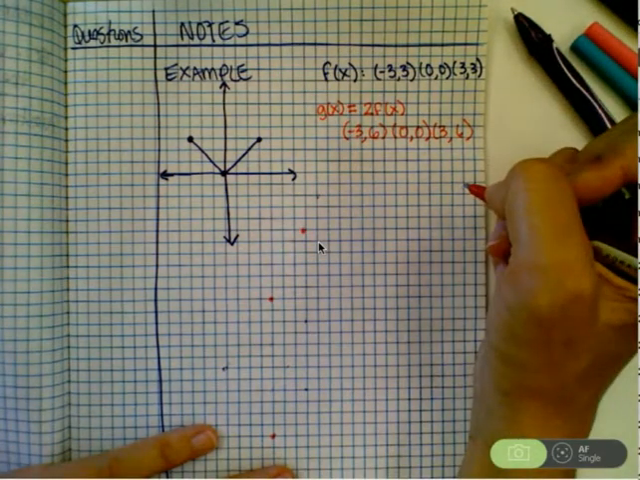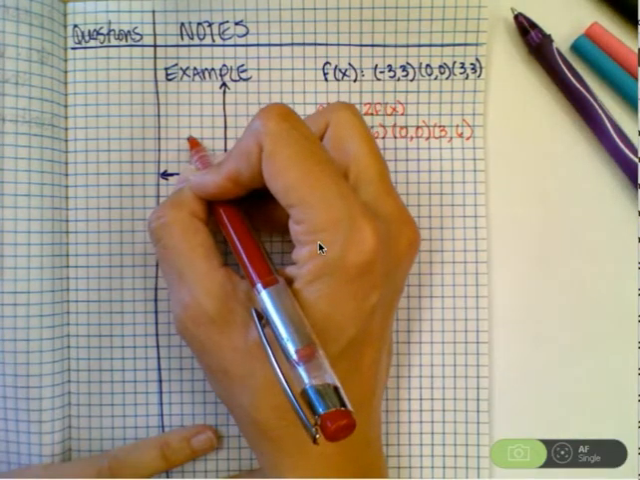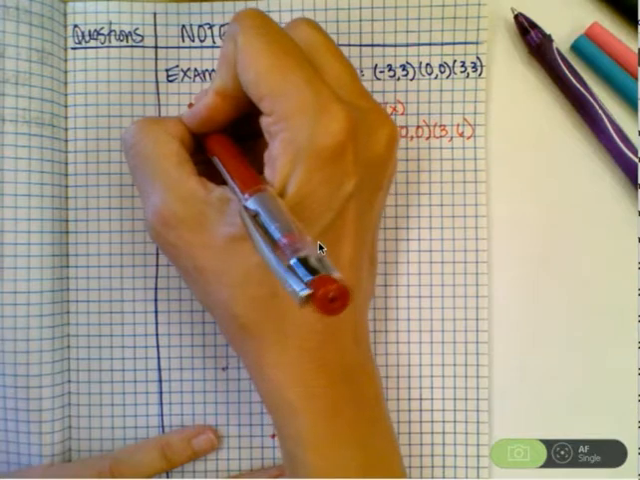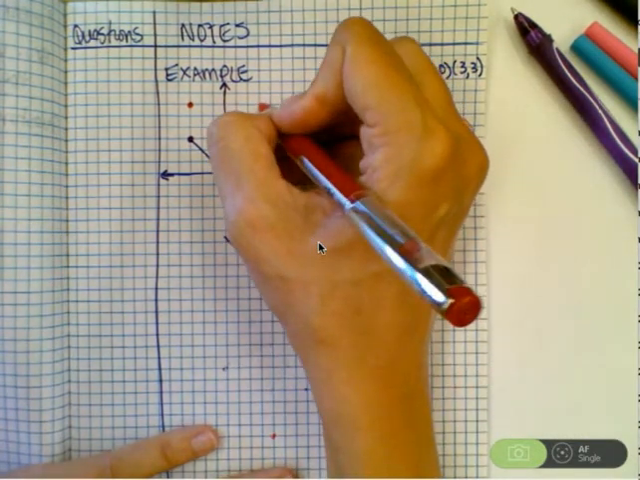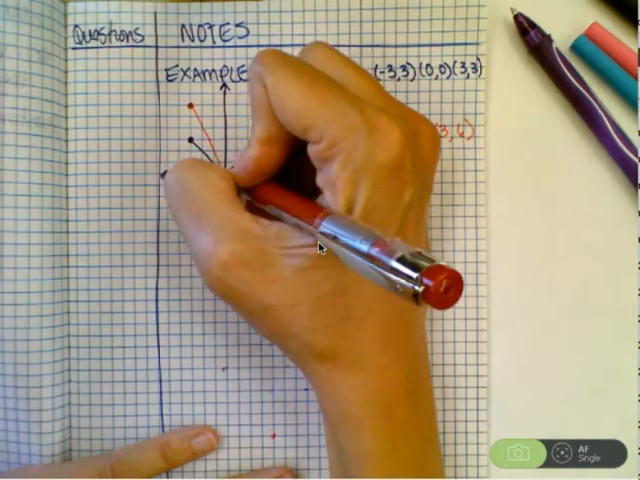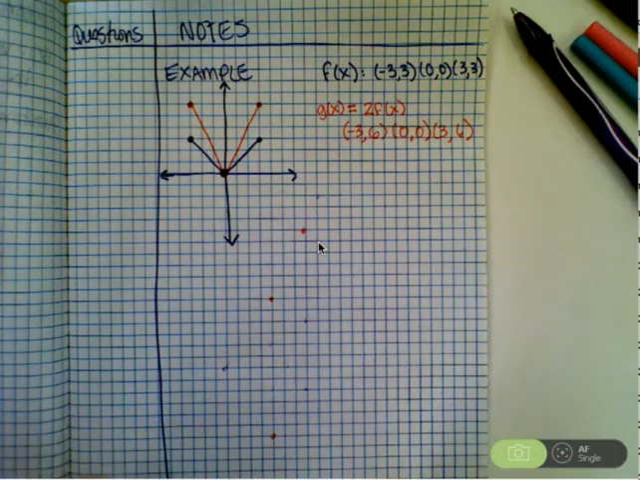If you do it that way, then you can go from there to plotting the points. (-3, 6), (0, 0), and (3, 6). So notice how that stretches the graph away from the x-axis.